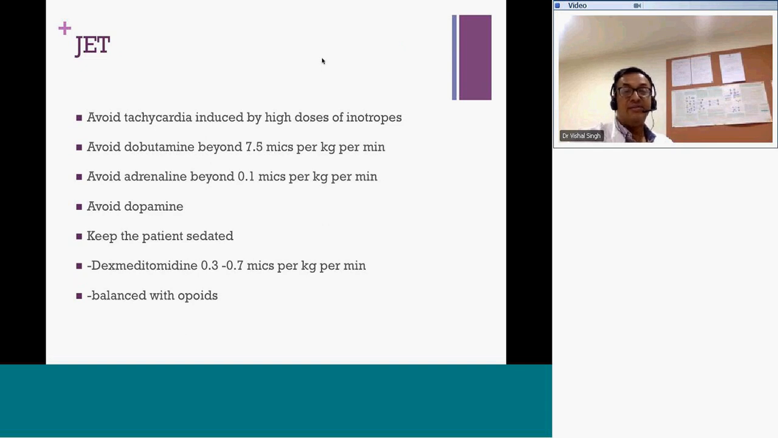Avoid tachycardia-inducing agents, which are dopamine, dobutamine, and adrenaline at high doses. So don't give dobutamine, preferably beyond 7.5. Keep adrenaline around 0.1, not more than that. Avoid dopamine. Keep the patient sedated, preferably using dexmedetomidine, which controls the heart rate, and balance with opioids intermittently.